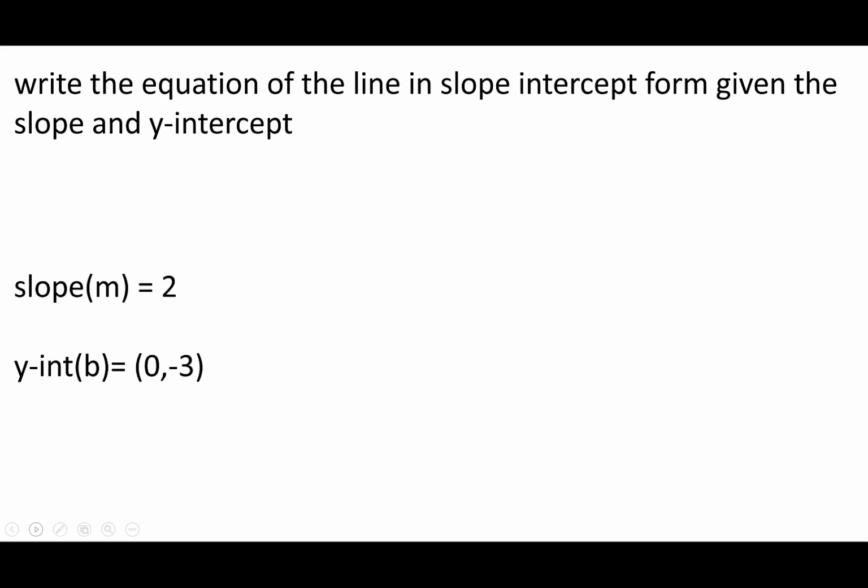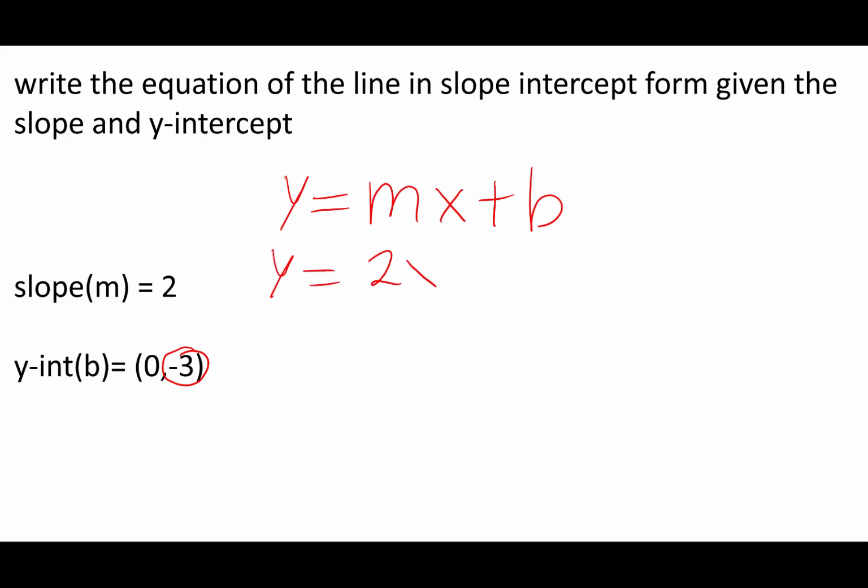Okay, so let's look at another one to write the equation in slope-intercept form. So this time they give me my y-intercept as a point. Okay, so we're just going to be using this number. Okay, so my m in this case is 2, so I'm going to get y is equal to 2x minus 3. I could have also said y is equal to 2x plus a negative 3. Okay, those two are the exact same thing.